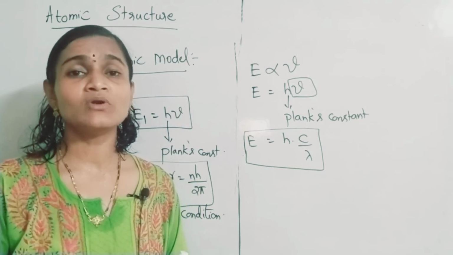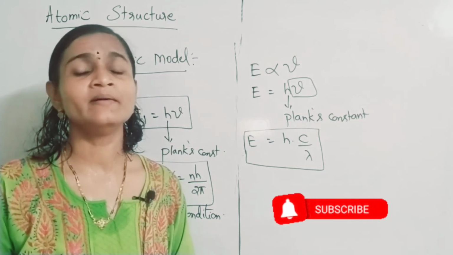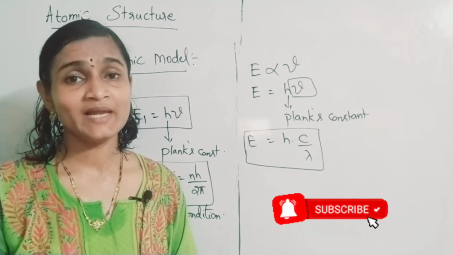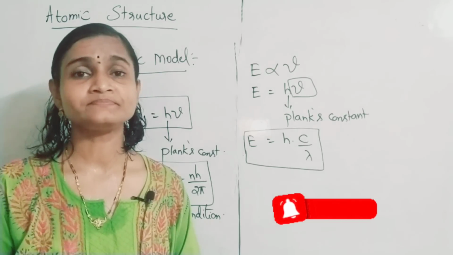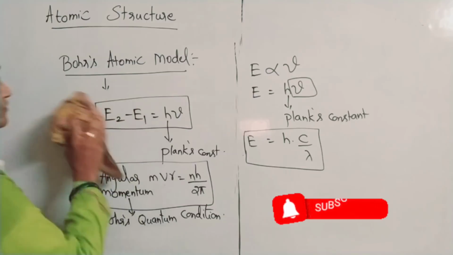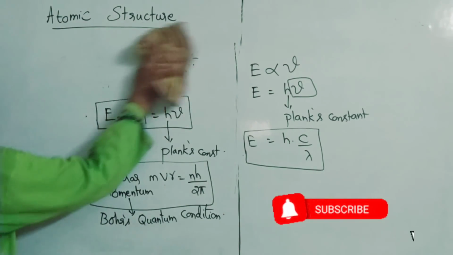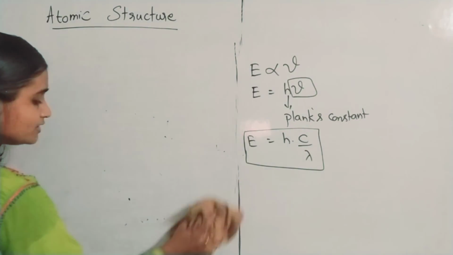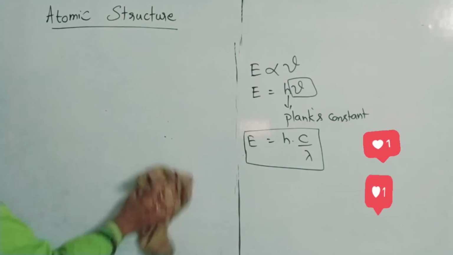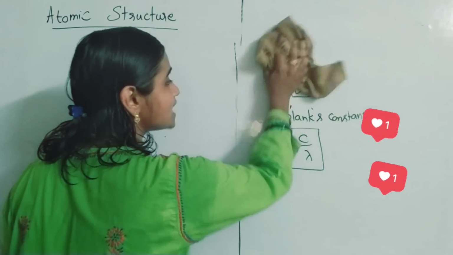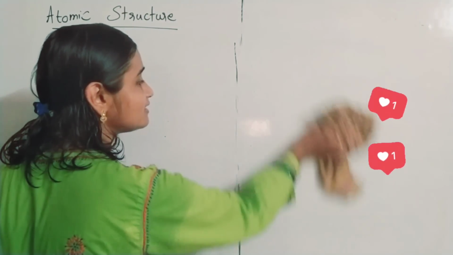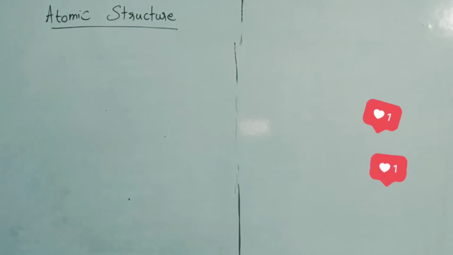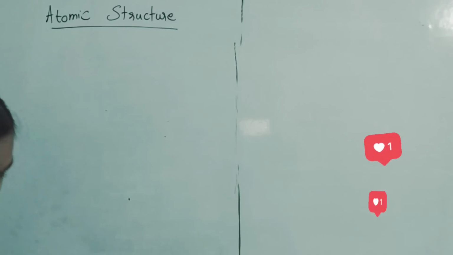Actually, Bohr's atomic model is very well explained for single electron species. Mostly he explained for the hydrogen atom. If you go for the hydrogen atom, he explained the concept of hydrogen spectrum. What is hydrogen spectrum? How do we get different spectral lines in the hydrogen spectrum? We are going to learn about that now.